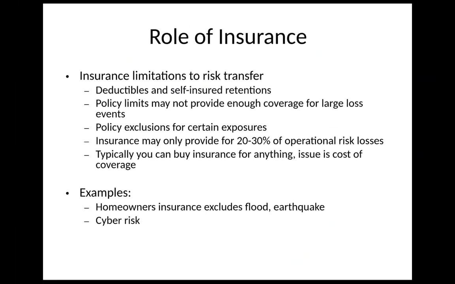So, other aspects about the role of insurance. Insurance limitations to risk transfer, right? When we talk about transferring risk, many policies are first dollar coverage, meaning you have a loss and they pay the whole thing. Mainly under workers' comp, you see that. But let's apply this to your own life: deductibles or self-insured retentions. You may have a $1,000 deductible on your homeowner's policy, meaning that you eat that first part, or on your car insurance, a $250 or $500 or $1,000 deductible.